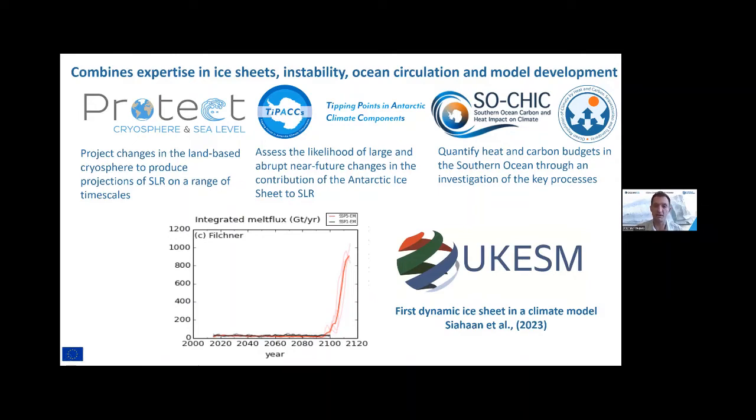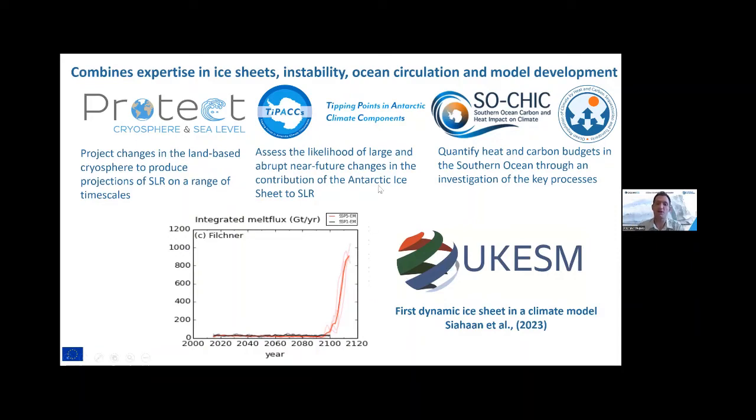And in fact, the coordinators for every single one of those are members of the steering committee or key scientific members. So we're really amalgamating this expertise in these different components of the Antarctic climate system and bringing them together to address these questions.